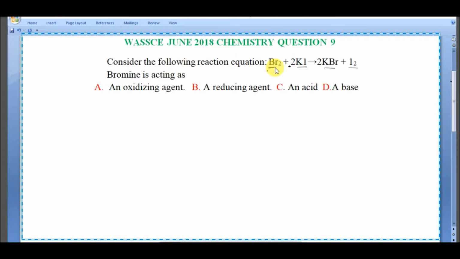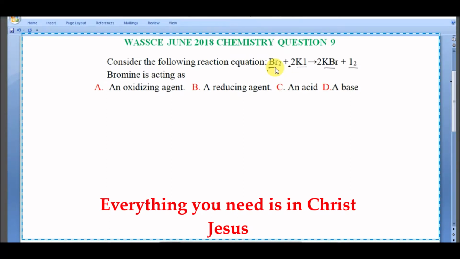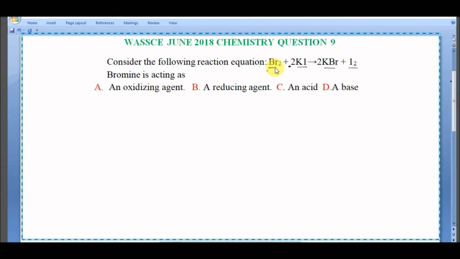Consider the following reaction equation. Bromine is acting as A, an oxidizing agent, B, a reducing agent, C, an acid, D, a base. So what is the correct answer to this question, considering the reaction equation given? The right answer is A. Bromine is acting as an oxidizing agent.